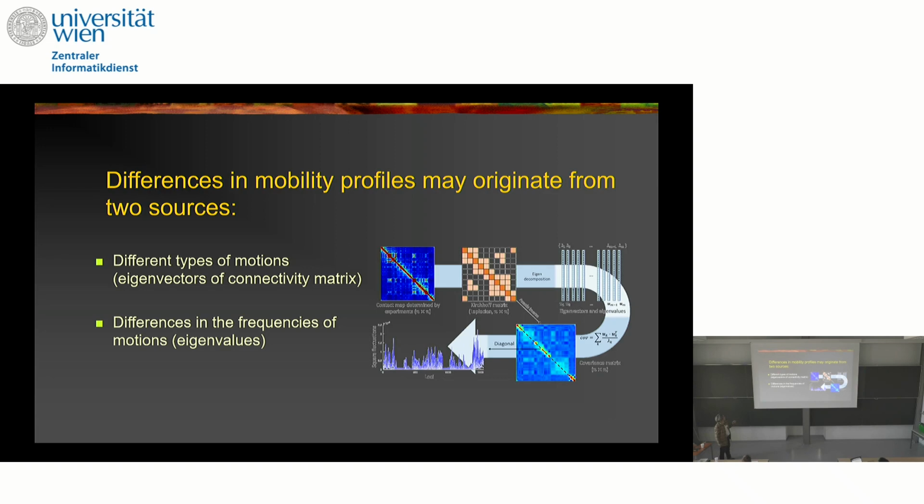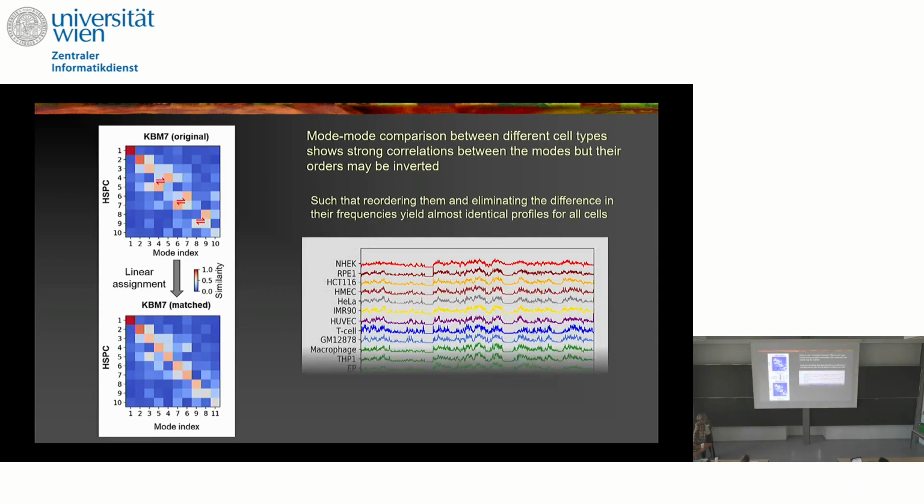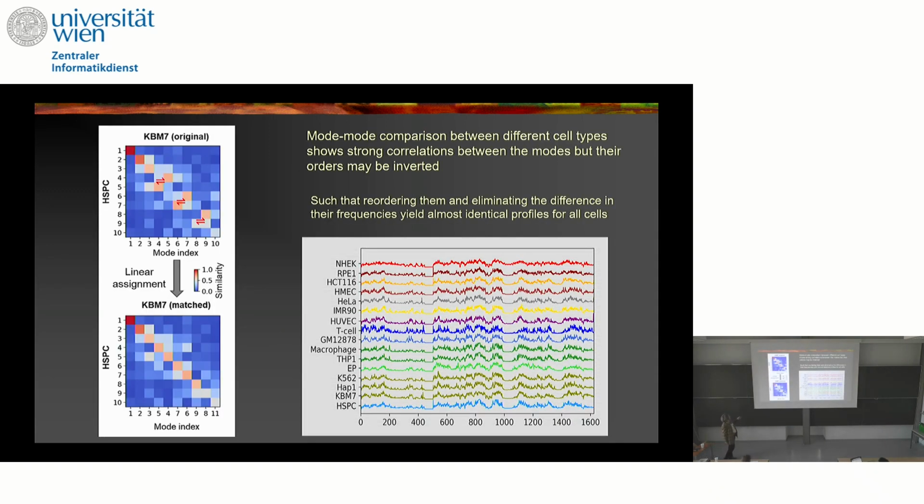because when we decompose, we have eigenvectors that give you the shape of fluctuation of the gene mobility profiles. And then you have eigenvalues, which is the prior probability or frequency. And then when we did that, we could see that there were swaps when we compare different types of cells to their modes. So if we swap the orders, if we get rid of frequency differences, we can see that we reproduce almost perfectly the same profile for all cell types.